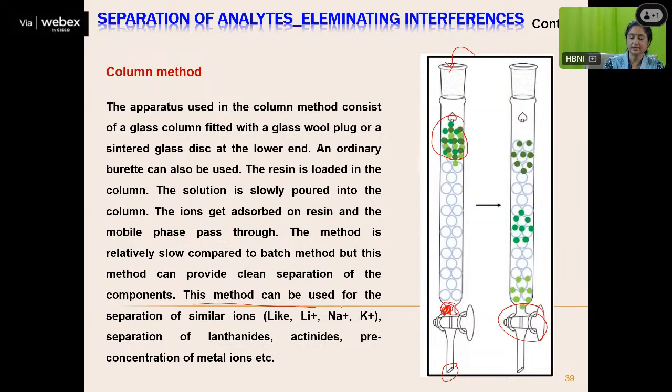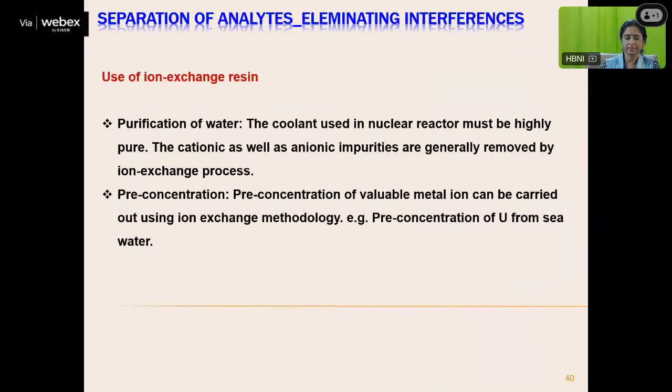So this method can be used for separation of similar ions like lithium, sodium, potassium, and separation of lanthanides and actinides, because depending on their selectivity, they will be flowing slowly through the column, and then they get separated.